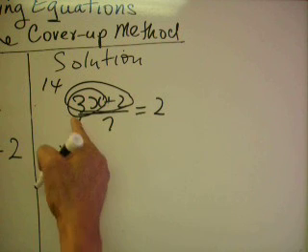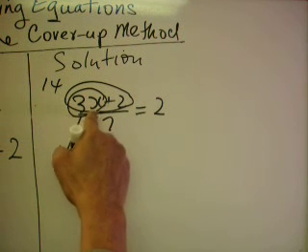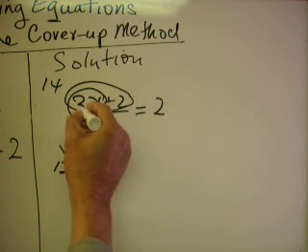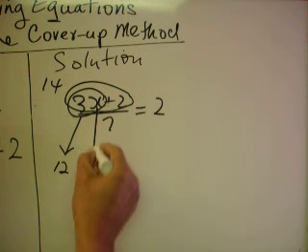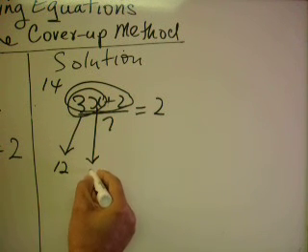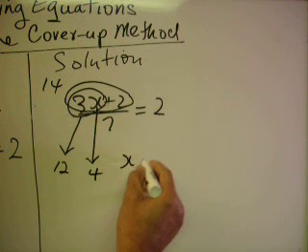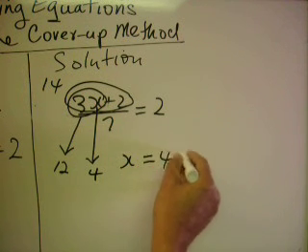Okay, now we have 3 times some number is equal to 12. What number when multiplied by 3 will give us 12? And you have to agree the answer has to be 4. And that's it. x equals 4 is our solution.